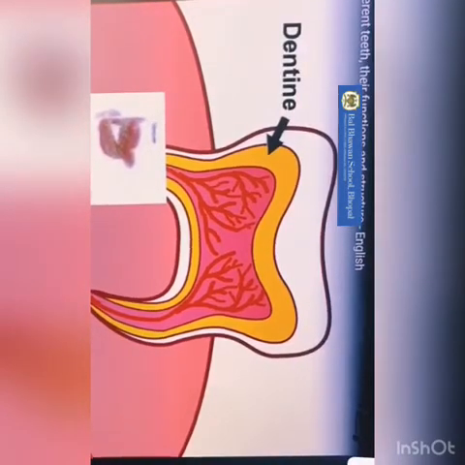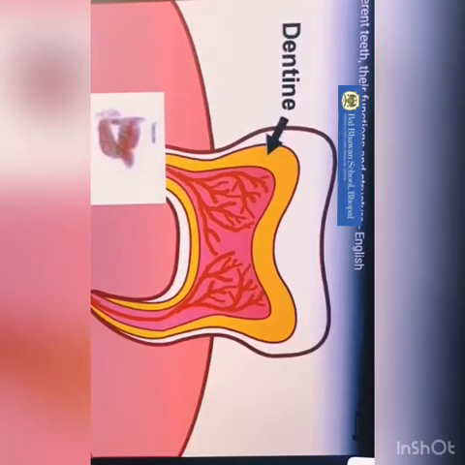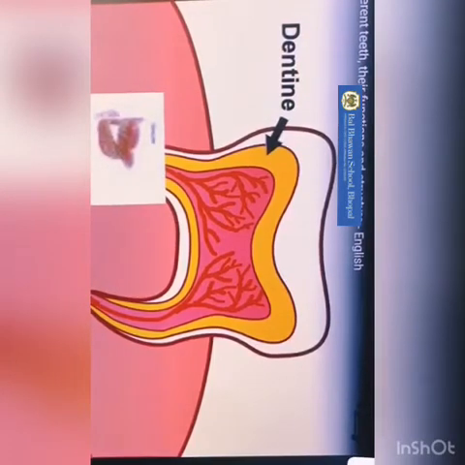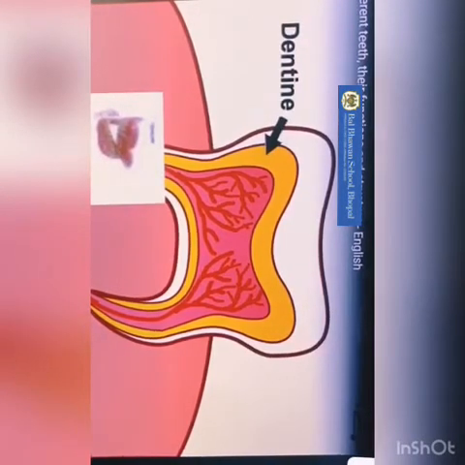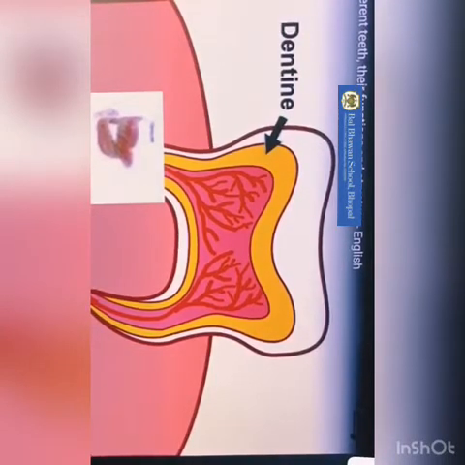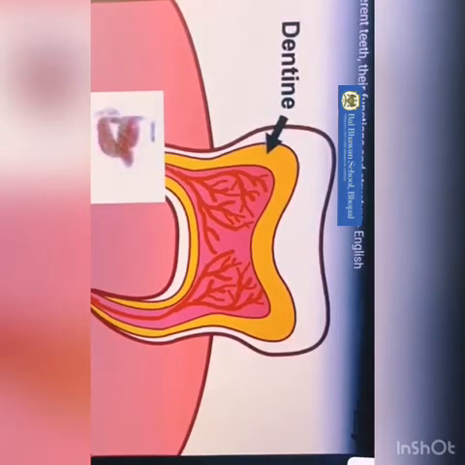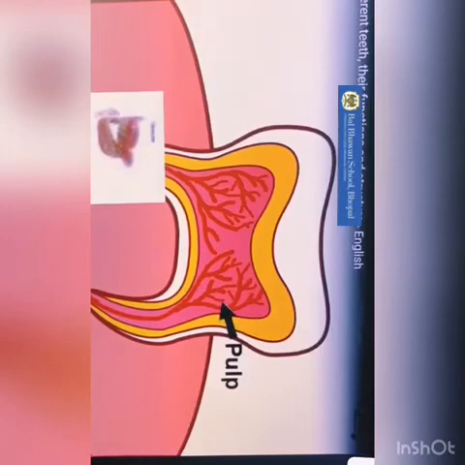Next is dentine. It supports the enamel on your teeth. It is a yellow bone-like material. It is softer than enamel and carries some of the nerve fibers that tell you when something is going wrong inside your tooth. It is the second protective layer covering the tooth.